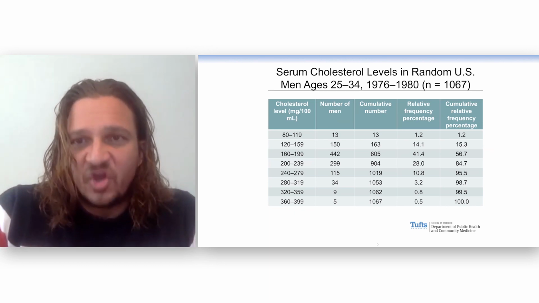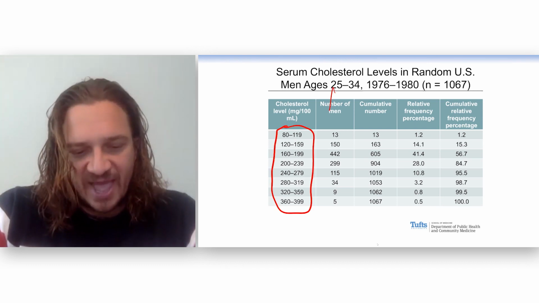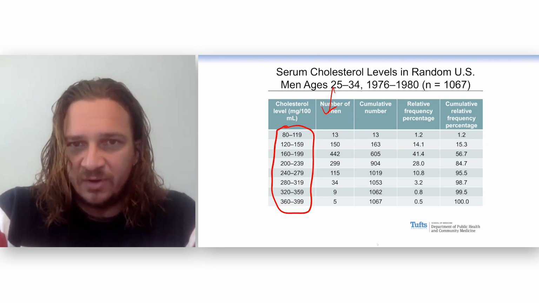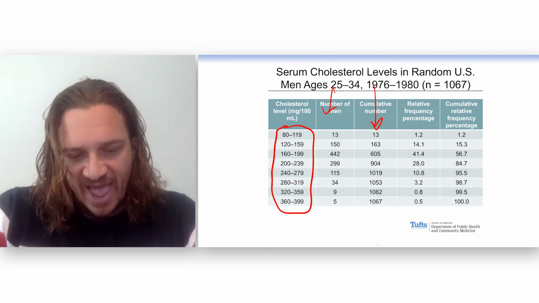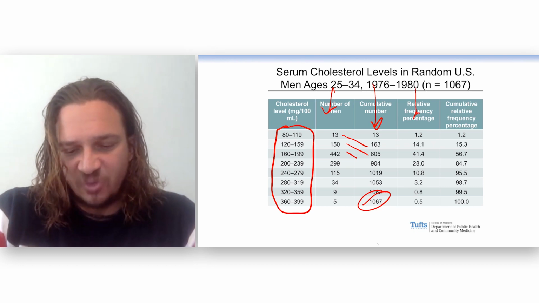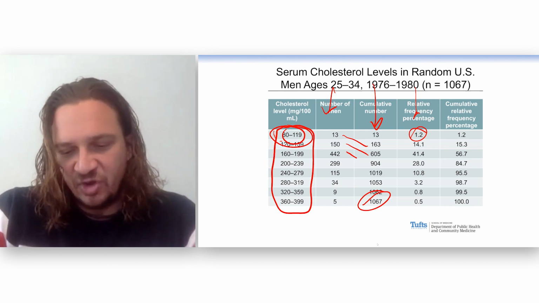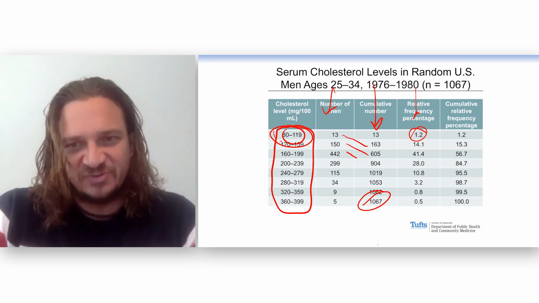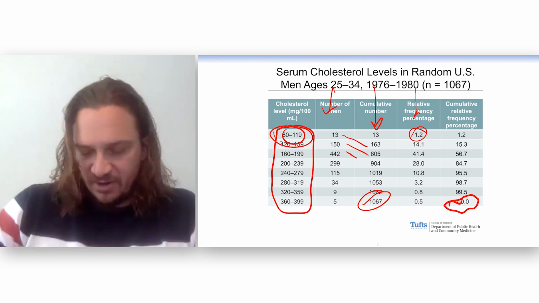Here's some older data from cholesterol levels in the US. I want to show this as an example of, here we have our bins, and then here we have the frequency or the count. Here we have the cumulative count, so you add each column together to get to the total right here. Here you have the relative frequency, so 1% of men are in this category here. And then the cumulative relative frequency percentage, which sounds like gibberish, but it just means that when you add all the categories up, you get to 100% of your people.